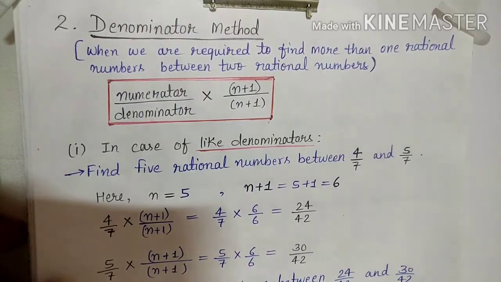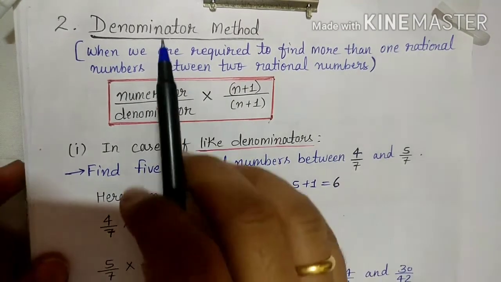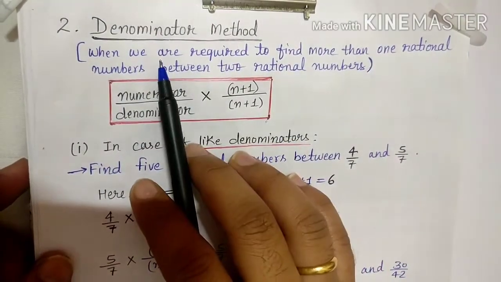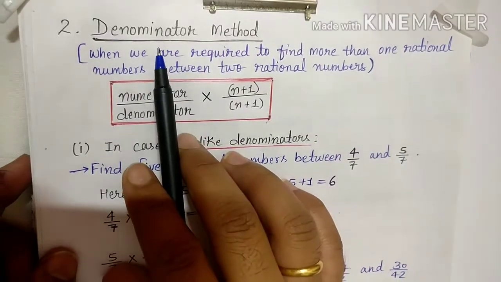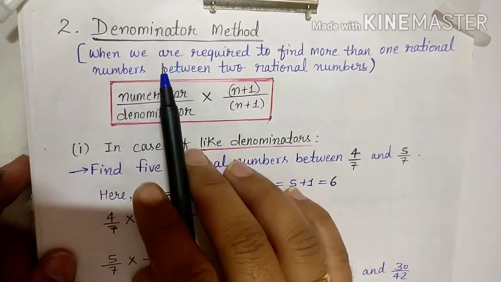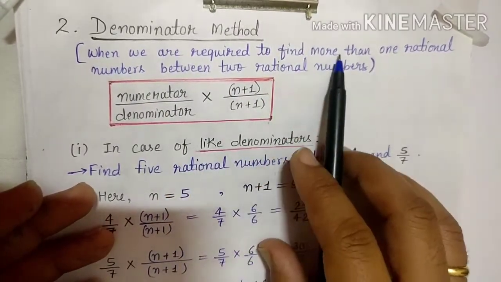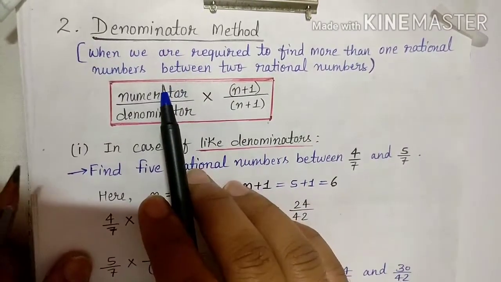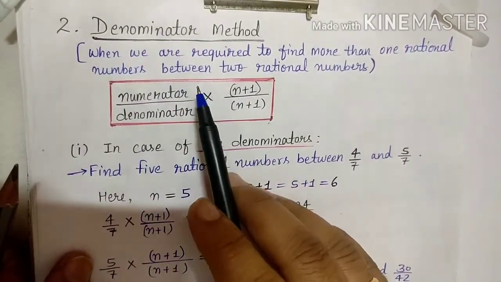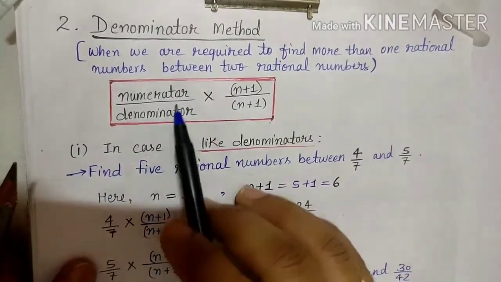Okay. Now there is another method to find a rational number between two rational numbers. The name is denominator method. First we learned about the mid value method. Now we are going to learn about the denominator method. This method is most suitable when we have to find more than one rational number. If you have to find only one rational number, you apply mid value. If you have to find more than one rational number between the two given rational numbers, you have to apply the denominator method.